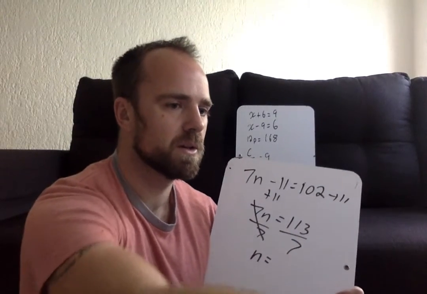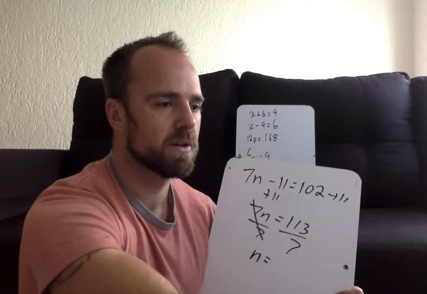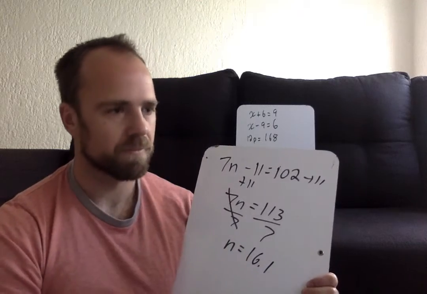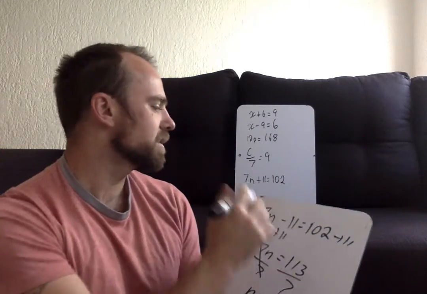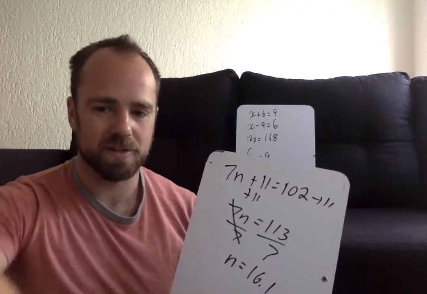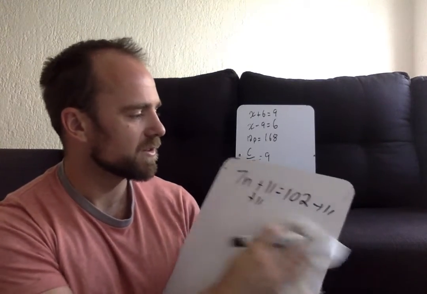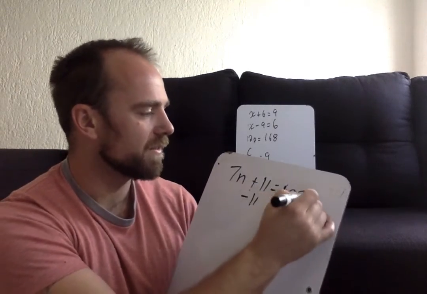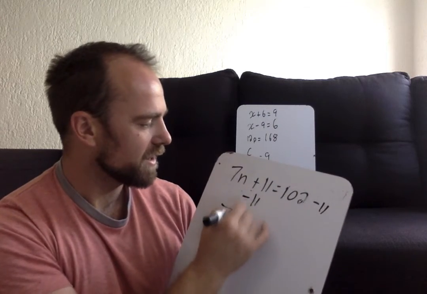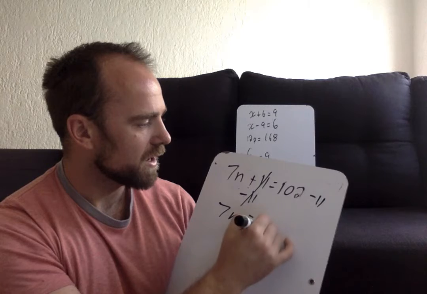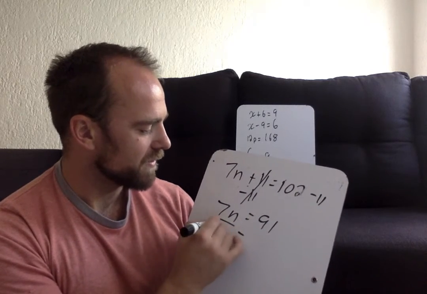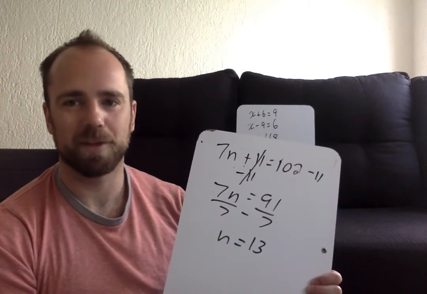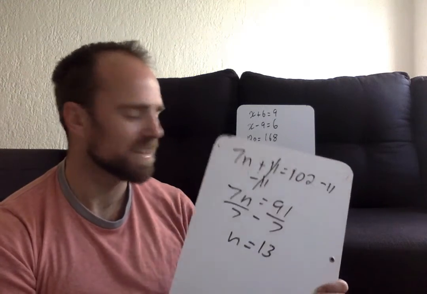Let's see. I don't think it gives me a whole number. 113 divided by 7, I end up getting 16.1. So, that's why. Whoops, that's a plus. So that changes everything. Let's go back and assume that that's a plus. I didn't see that there. So I'm going to subtract 11, subtract 11. So 7n, those eliminate, equals 91. All right, there we go. So now I divide by 7, divide by 7. So now I have my n equals 13. That makes more sense. I didn't see that I made that mistake.